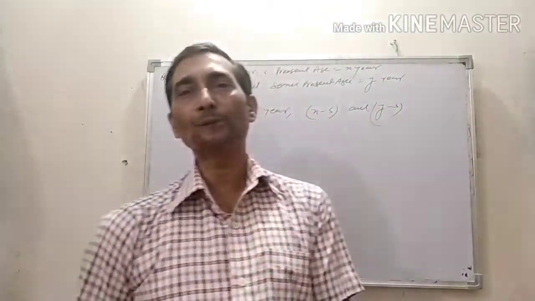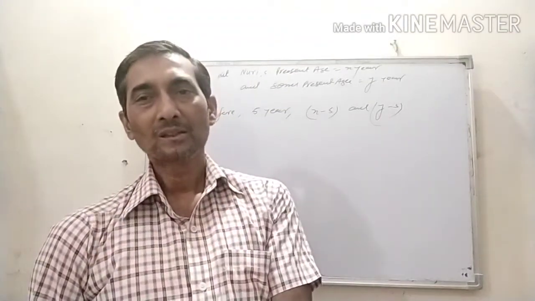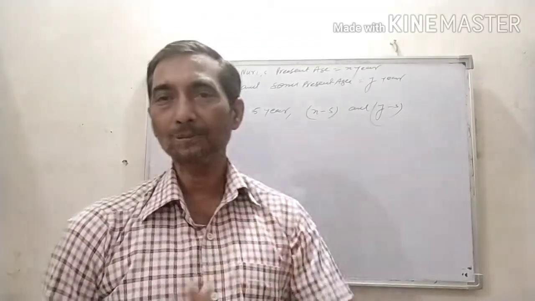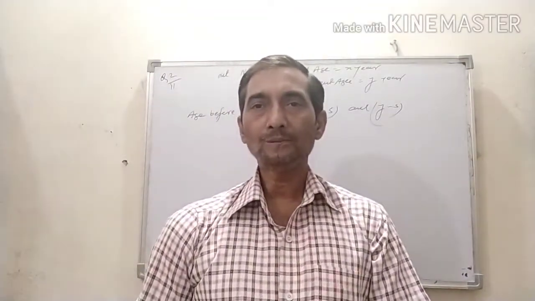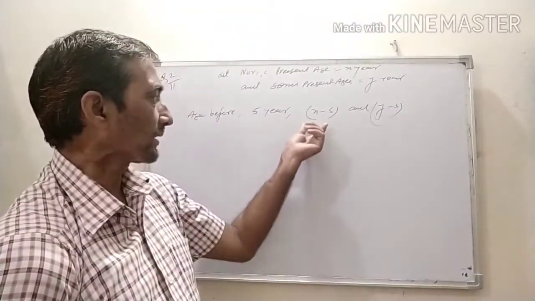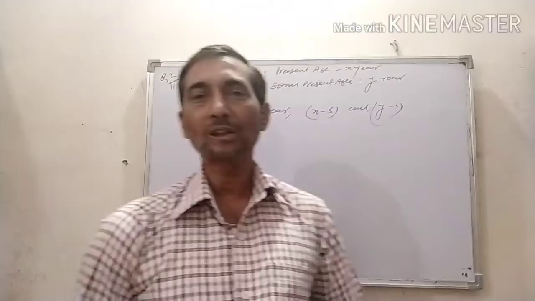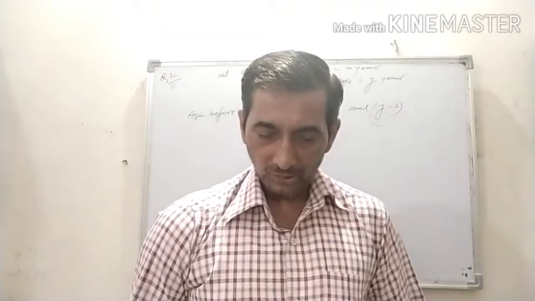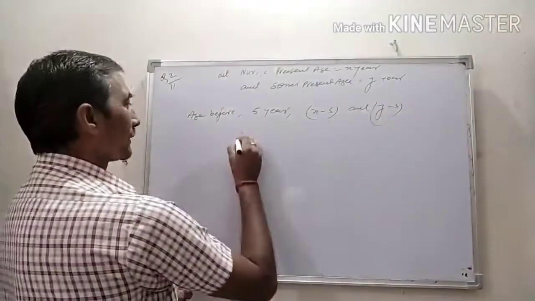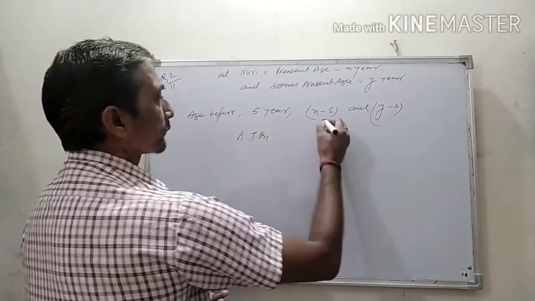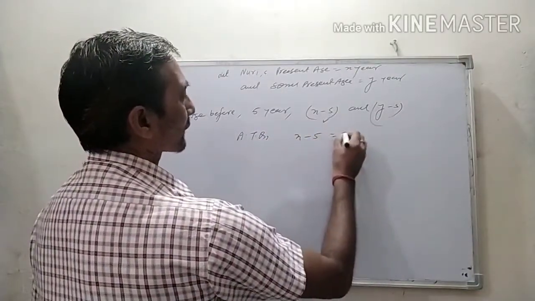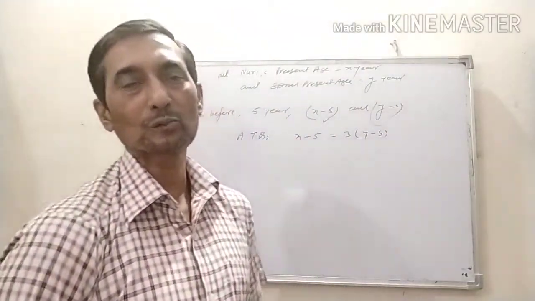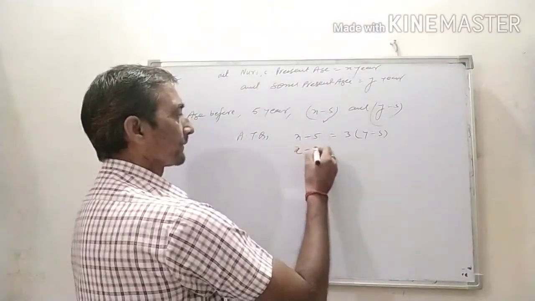You can understand, if your present age is 10 years, then before 5 years you were 10 minus 5, that is 5 years. Similarly, we subtract the years from the present age and we get the age before. According to the question, Noori was thrice as old as Sonu, so X minus 5 equals 3 into (Y minus 5).